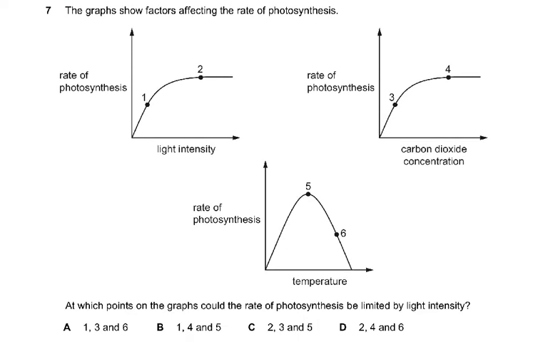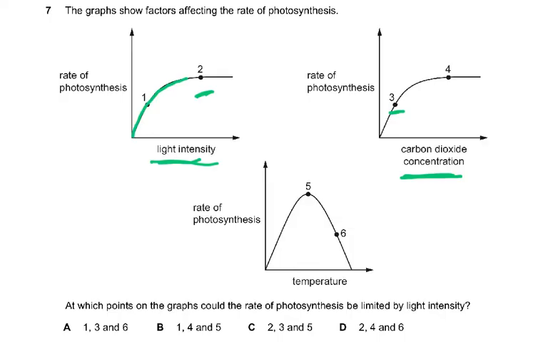Question number 7, the graph shows factors affecting the rate of photosynthesis. At which point in the graph could the rate of photosynthesis be limited by light intensity? Now, these are limiting factors, a very difficult syllabus point which everybody must understand. Here in this question, as light intensity is increasing, from here to here, light is the limiting factor. So whatever is on the x-axis, that is the limiting factor. So at 3, carbon dioxide is the limiting factor. And then at 4, carbon dioxide is no longer limiting, something else is limiting. At 2, light intensity is no longer limiting, some other factor is limiting.